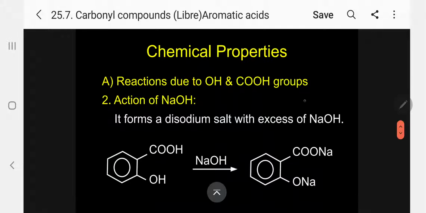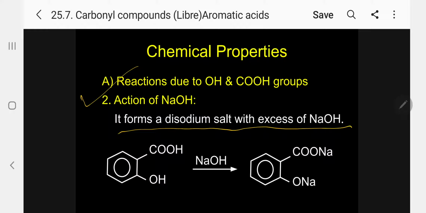The next one, action of sodium hydroxide. Please follow. This is a strong base compared to sodium carbonate and sodium bicarbonate. The strong base forms a disodium salt with excess sodium hydroxide. Kindly follow. Excess means 2 moles. So both COOH and OH will be affected by sodium hydroxide to produce the corresponding disodium salt of salicylic acid.